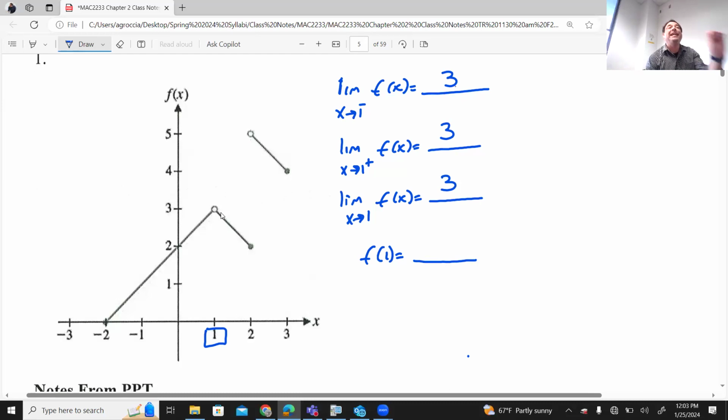Because remember, we're never getting to 3. It's getting super, super close from both sides. So the limit exists as x approaches 1, and it is 3.